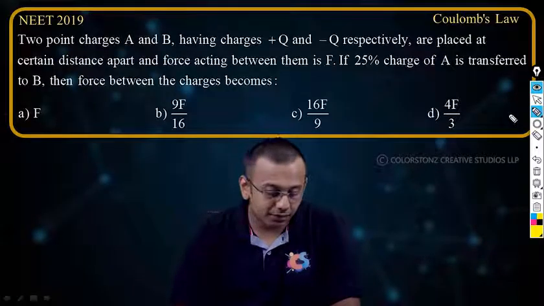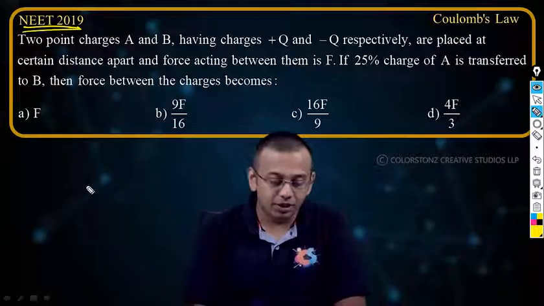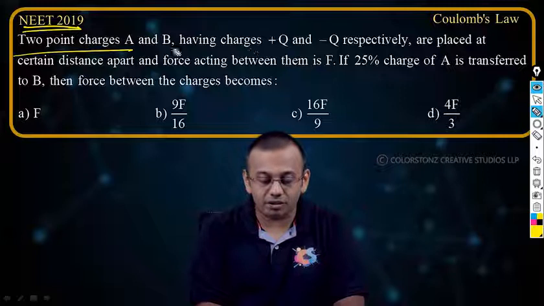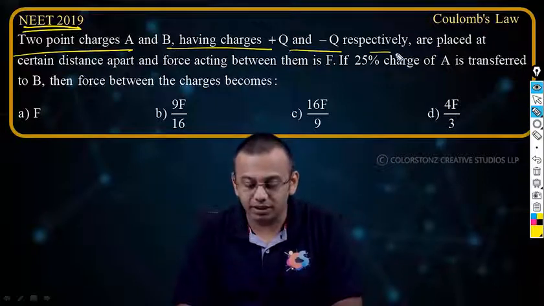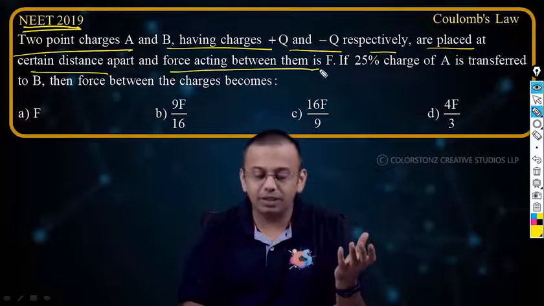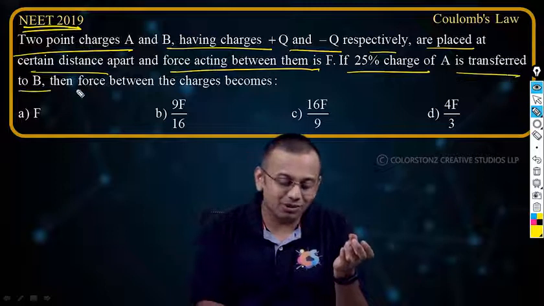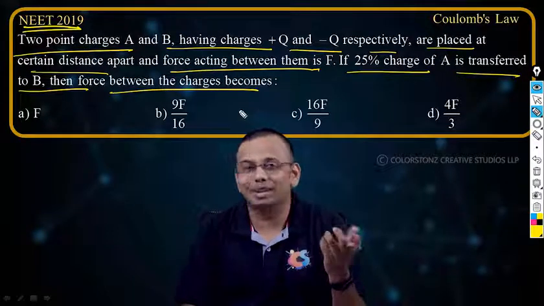All right, so now we want to take some competitive level questions based on Coulomb's law. These will be up to the level of CET and NEET. So let's take the first question and see what do we have. This is a very recent question from NEET 2019. Two point charges A and B having charges plus Q and minus Q respectively are placed at certain distance apart. Force between them is F. If 25% charge of A is transferred to B, then force between the charges becomes.